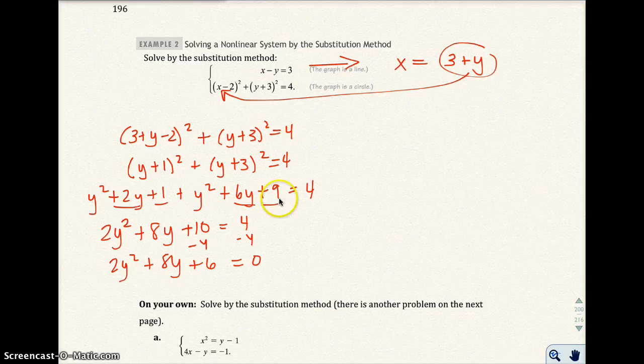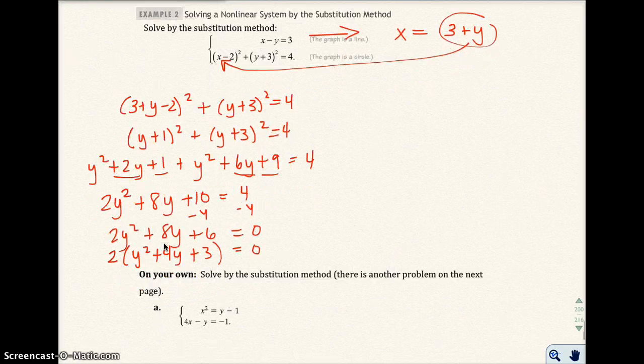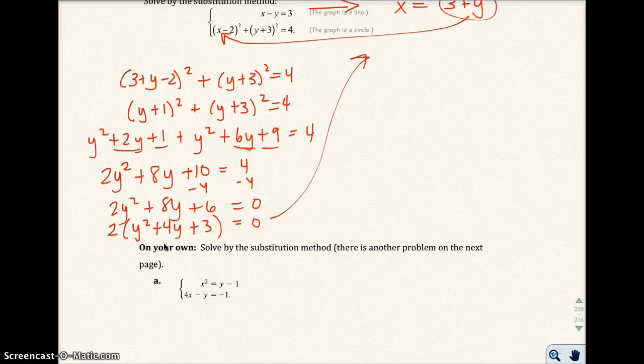With quadratic equations like that, we set one side equal to 0. So the right-hand side is equal to 0, so I'm going to go ahead and factor the left-hand side. Notice the greatest common factor, I can pull out 2. So I get y squared plus 4y plus 3 equals 0. And if I factor this, I get 2 times y plus 1, y plus 3. The y would equal negative 1 or negative 3.